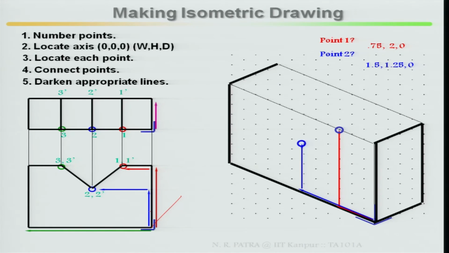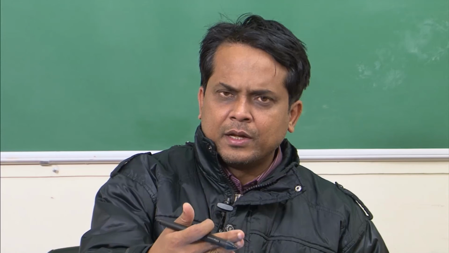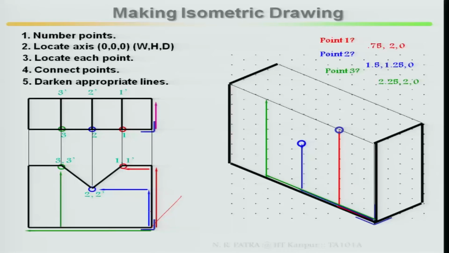Similarly, point 3, it is 2.25. 2.25 is your width and height is equal to 2.0. Mark this point, from here to here it is your 2.25 and here to here it is your 2.0. Why have I taken these 1, 2, 3? 1, 2, 3 look at your front face, and 1 prime, 2 prime and 3 prime look at the rear with respect to the depth directions. So once you mark 1, 2 and 3 points, then join.